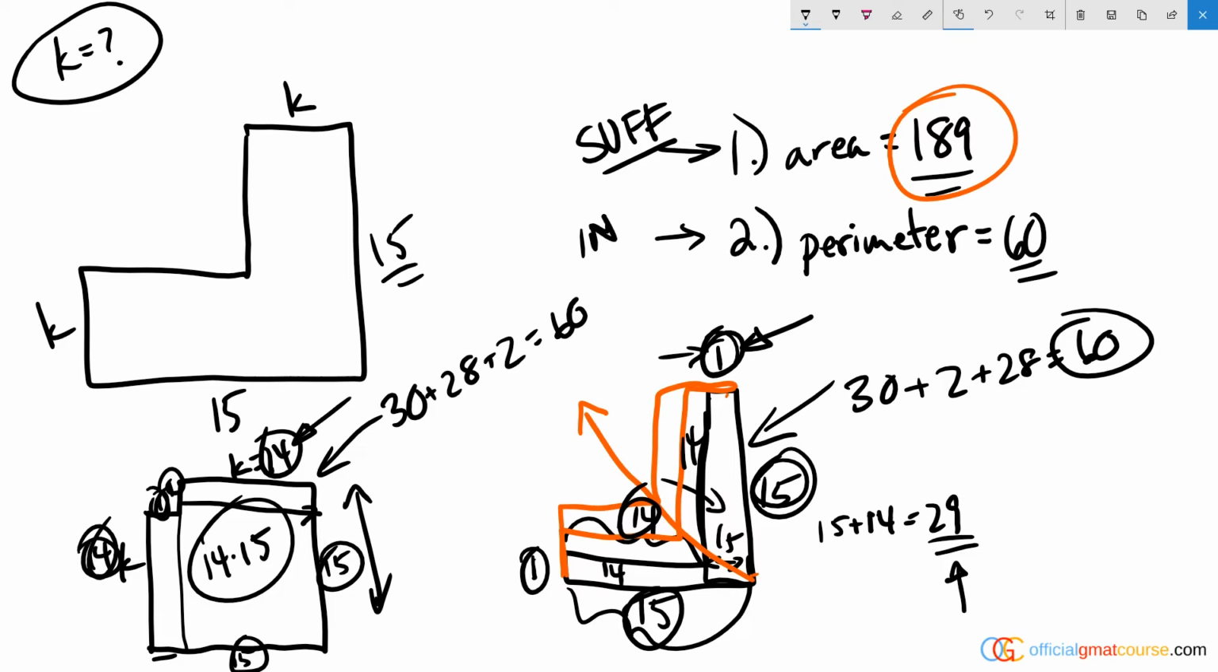And actually what you'll find out if you mess around with this shape enough is that no matter what K is, the perimeter will always be 60 if we have this set up over here. So no matter what K is, the perimeter is 60. This actually isn't additional information whatsoever. This, however, was sufficient, which means our answer is answer choice A.